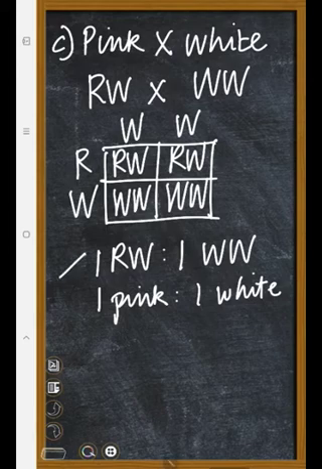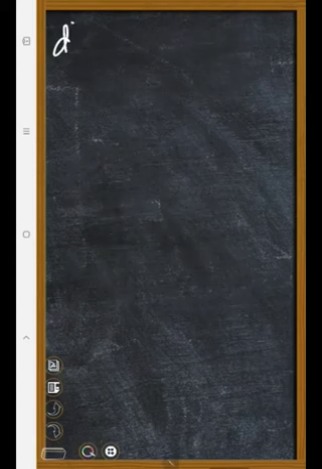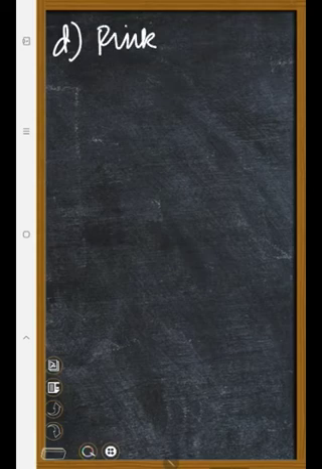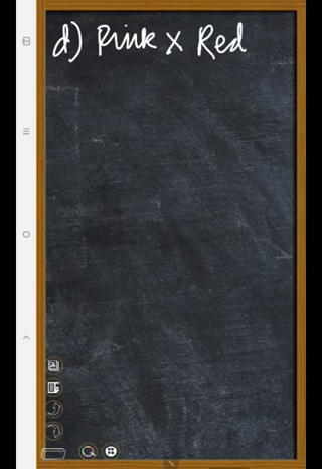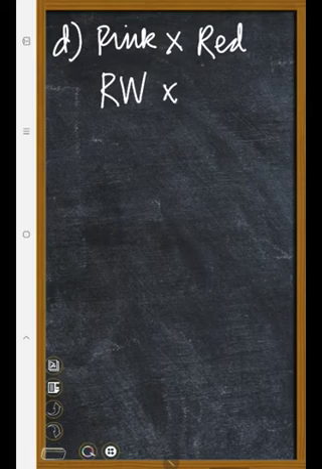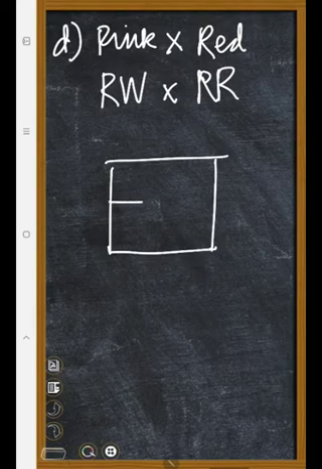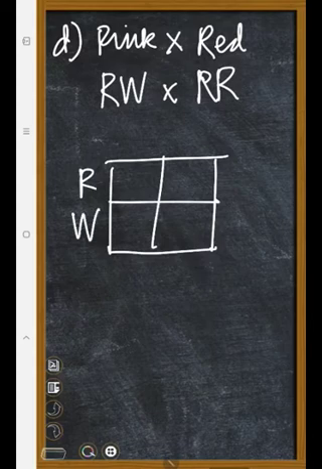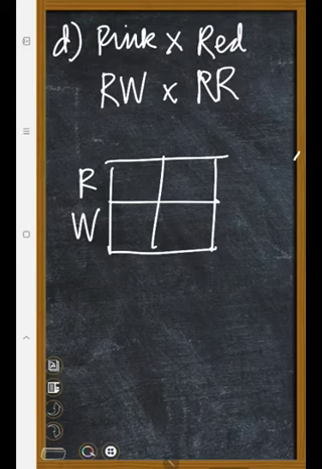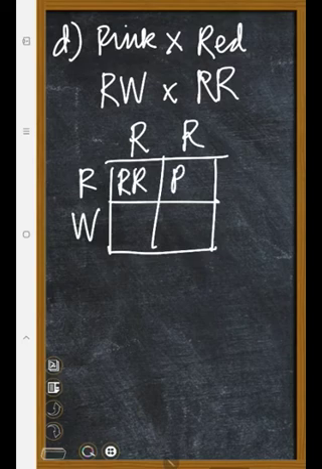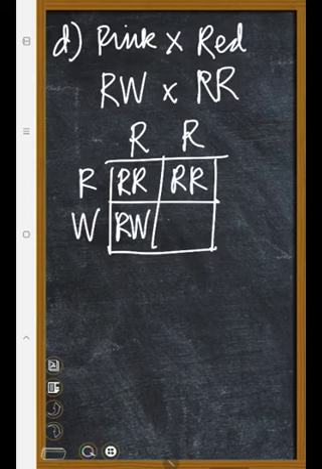Okay. So, genotypic ratio, phenotypic ratio. Next, we have letter D, pink crossed with red. The pink parent, as we know, has genotype RW. We cross it with the red parent that we know is homozygous for big R. Again, we can do the Punnett square where this parent produces gametes that contain R and also gametes that contain W. And this parent, being homozygous, produces all gametes containing only big R. So we do the cross again.